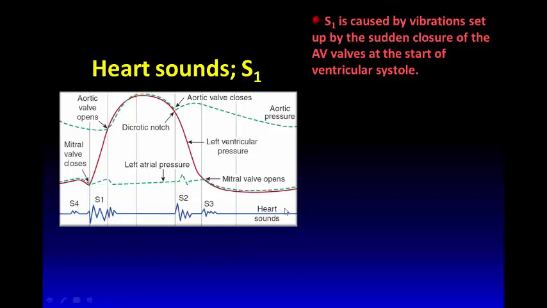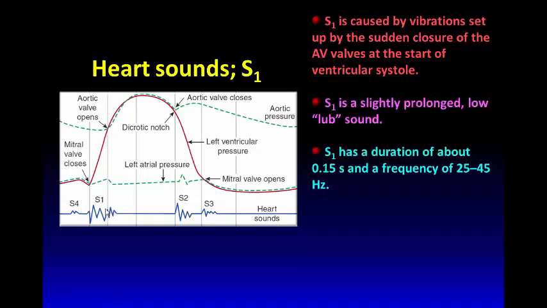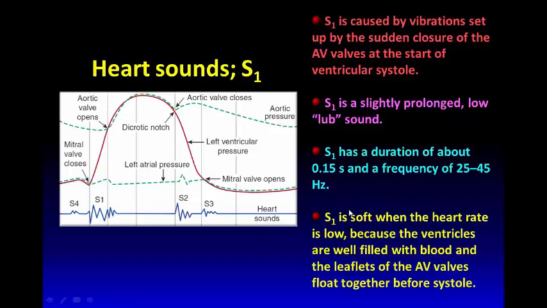This is a phonocardiographic recording of the heart sounds. The first heart sound is detected by phonocardiography at the beginning of ventricular systole. It is a slightly prolonged low lub sound, so it sounds like the word lub, and it has a duration of approximately 0.15 of a second and a frequency of about 25 to 45 hertz.